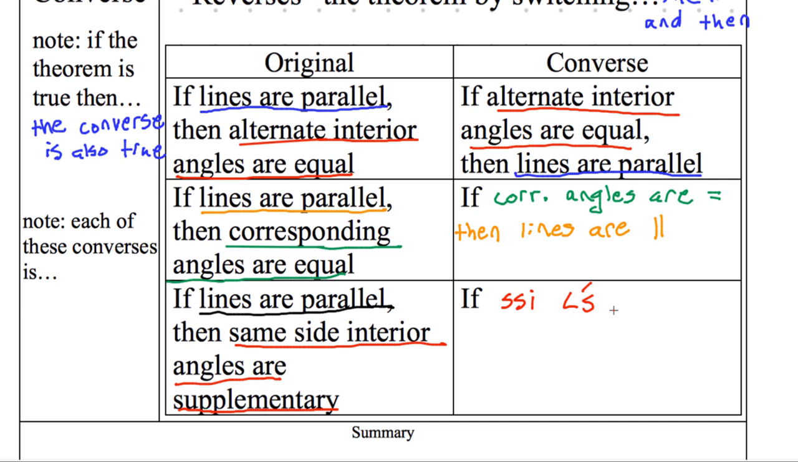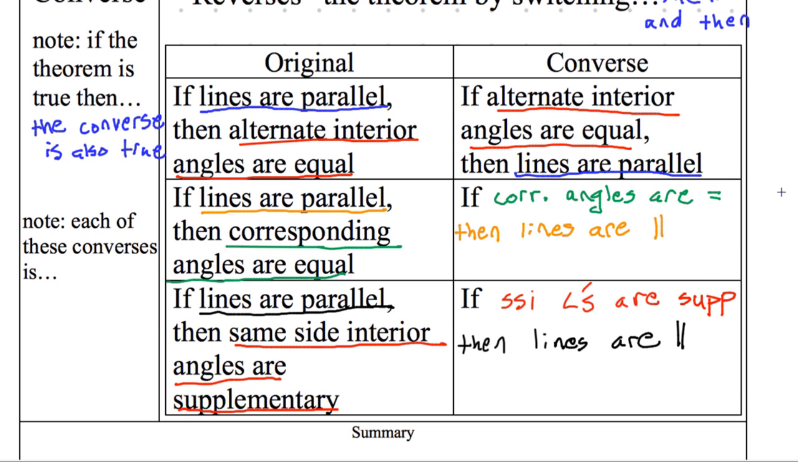If same side interior angles are supplementary, abbreviate it like this, and then you already wrote our then for us as well, then the lines are parallel. We're done with our notes in 30 seconds.